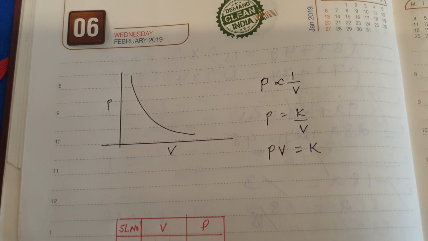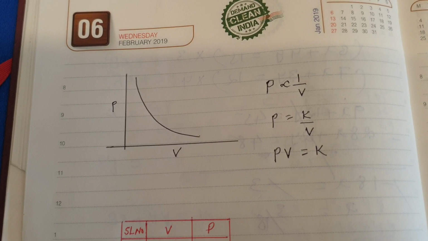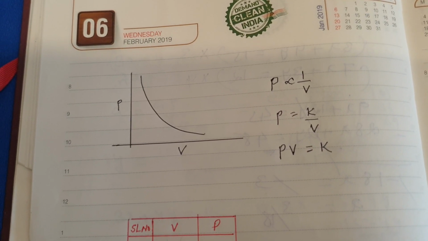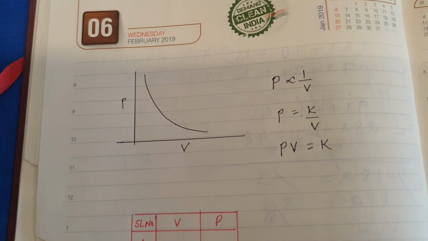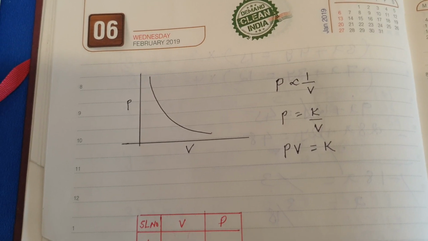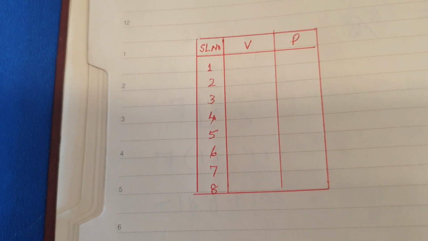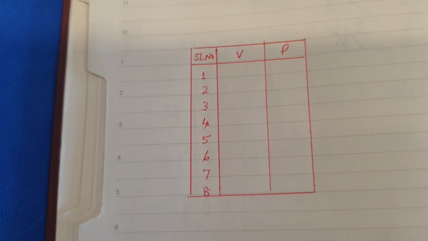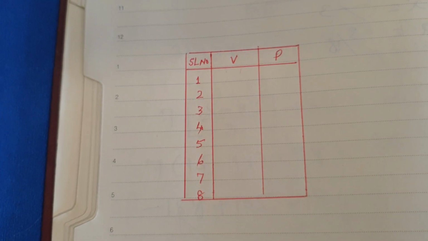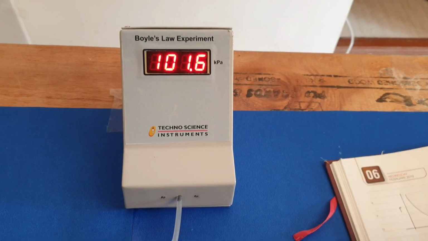The plot of P and V looks like this. As you can see, higher the pressure, lower the volume, and higher the volume, lower the pressure. I have a table consisting of volume versus pressure readings, and as I do the experiment I will record the values.